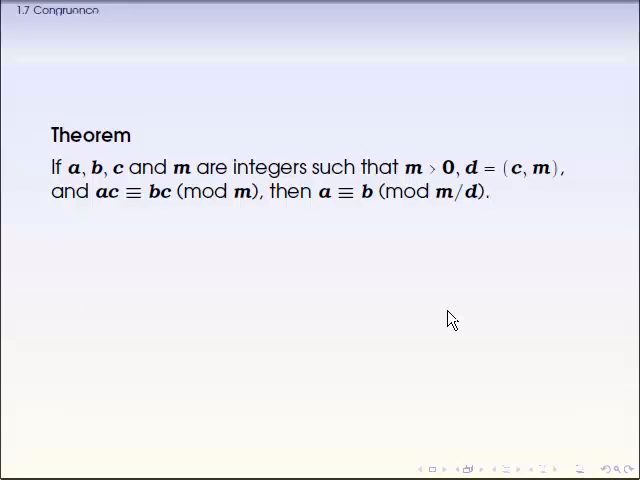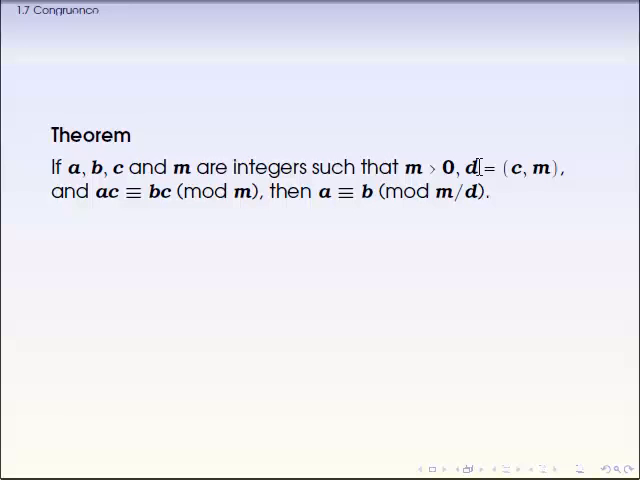Okay, let's say we have four integers a, b, c, and m, and they satisfy the following conditions. m is positive, and d is the greatest common divisor of c and m, and ac is congruent to bc modulo m. Then it looks like we can cancel out this c from both sides, but with one condition. Our modulus is not m anymore. It should be m over d.